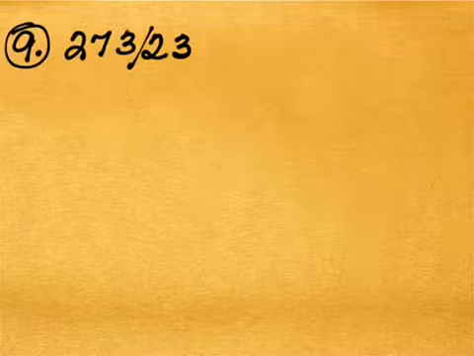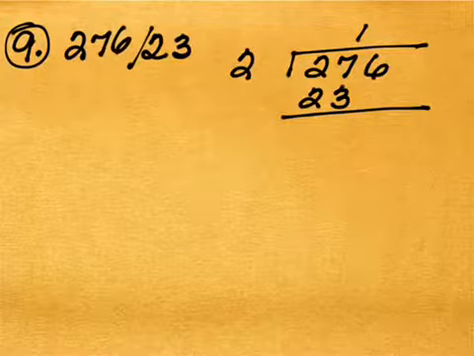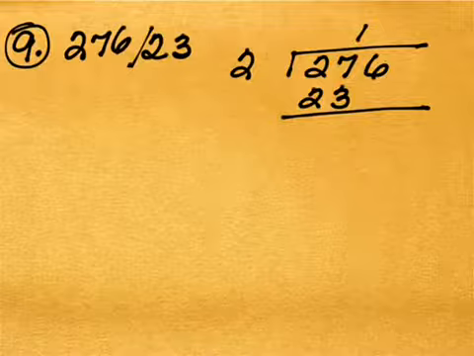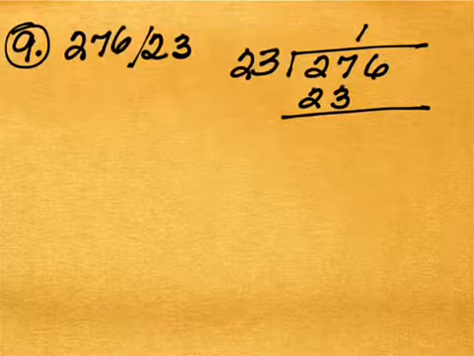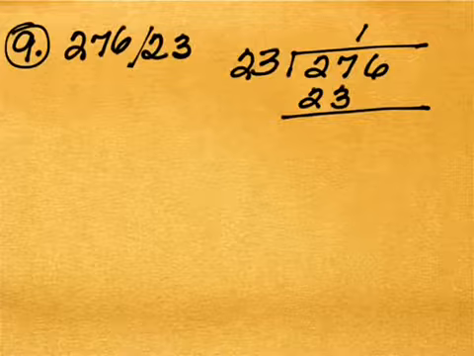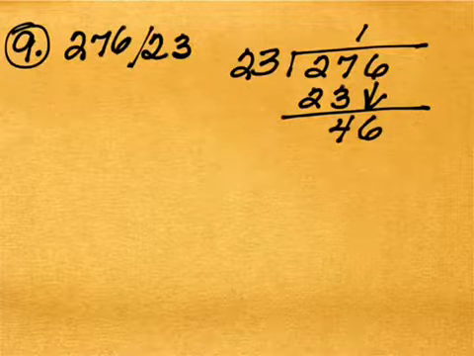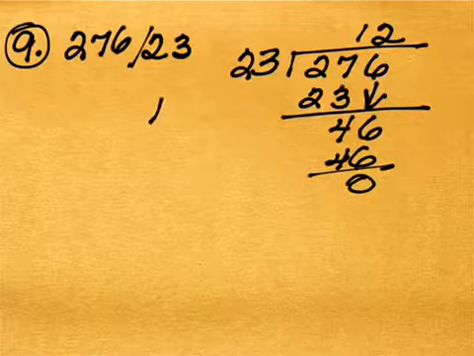So the next problem is 273 divided by 23. Make that 276 divided by 23. 23 will divide into 276. 23 will divide into 27 one time, and that gives me 23 with 4 left over, and I bring down my 6. 23 times 2 is 46, so my final answer is 12.